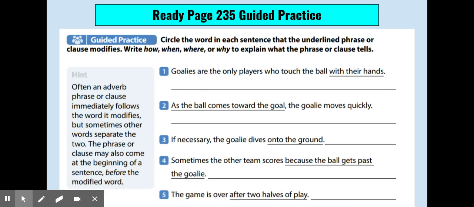We are now on page 235. We are working in our Ready Language Handbook, lesson 3, working on adverb phrases and clauses.